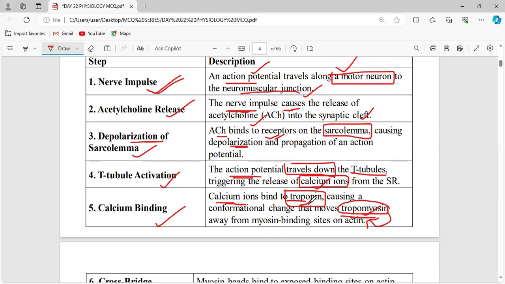If we want to relax our muscles, the calcium ion will not bind to the troponin, which means it doesn't cause any conformational change. Now this tropomyosin is getting bound to the actin. Now this myosin can't bind to the actin, so the muscle is involved in the process of relaxation, just antagonistic to each other, right?